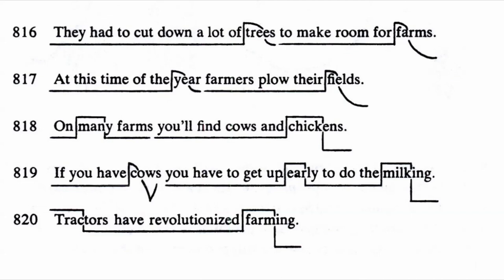They had to cut down a lot of trees to make room for farms. At this time of the year, farmers plow their fields. On many farms, you'll find cows and chickens. If you have cows, you have to get up early to do the milking. Tractors have revolutionized farming.